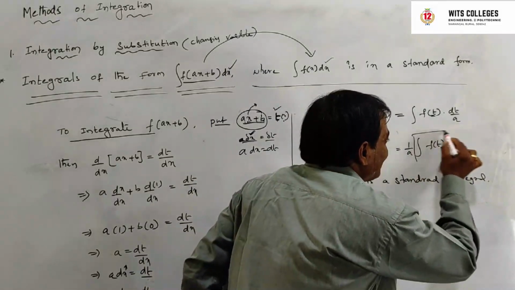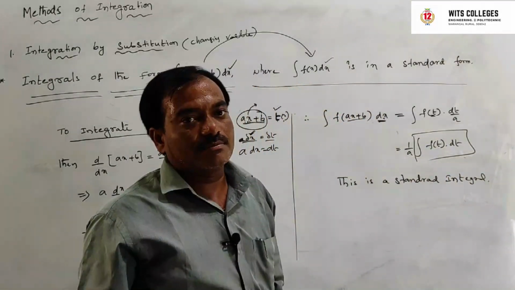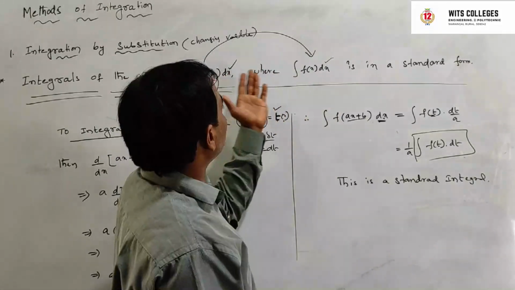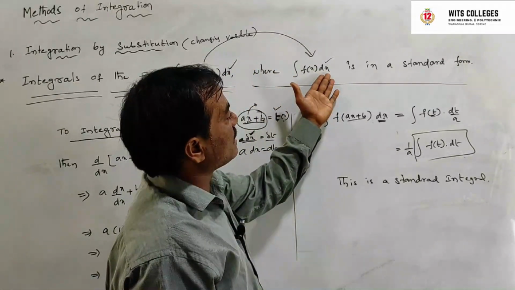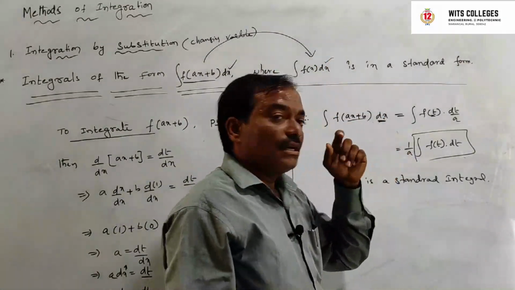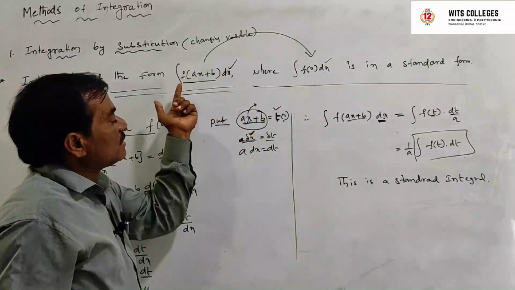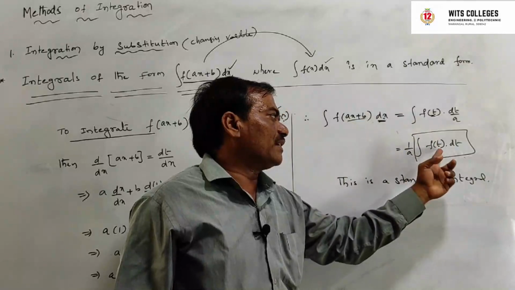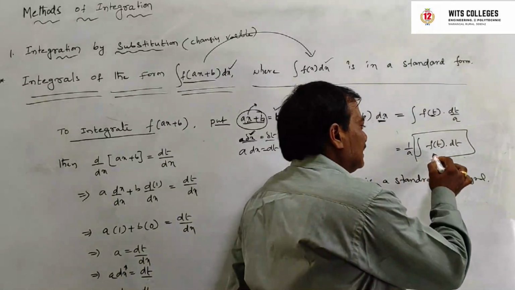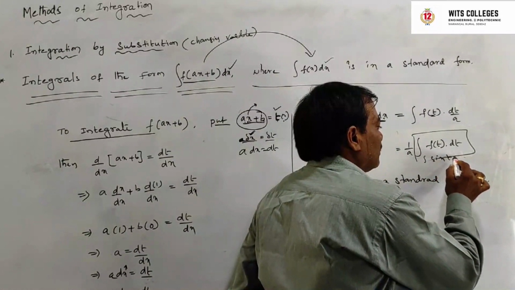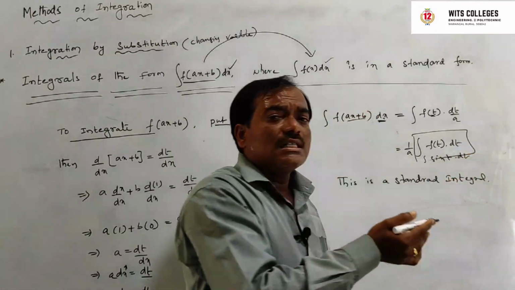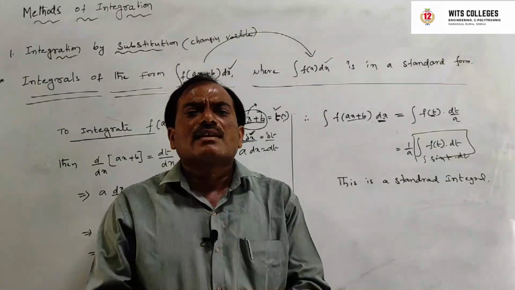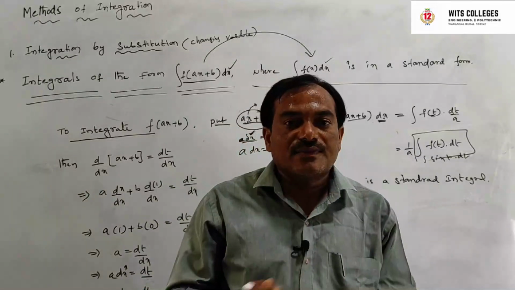So now this is a standard form. Already we have written it here. What is the standard form here? Integral f of x dx is a standard form. If the given integral is converted into a standard form, for example if any function is given, like integral sin t or integral cos t, we have to find that integral value by using the known standard integral formulas.